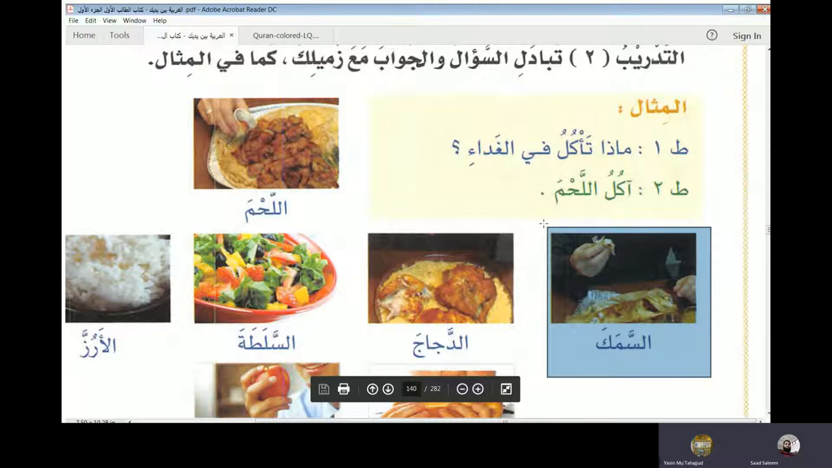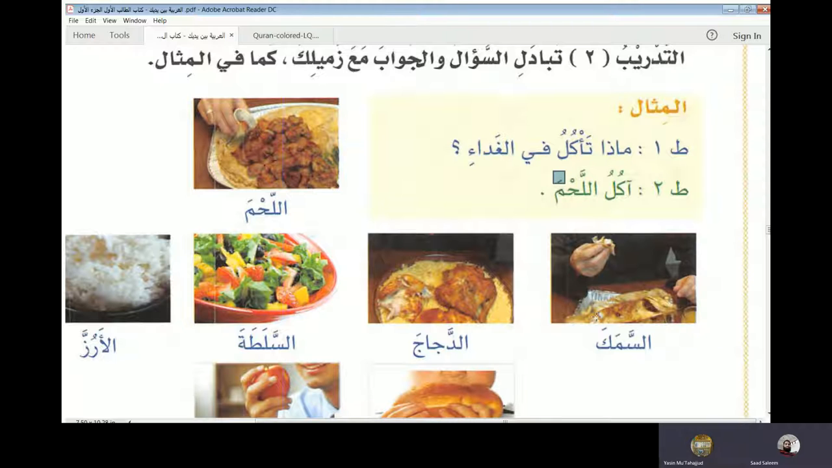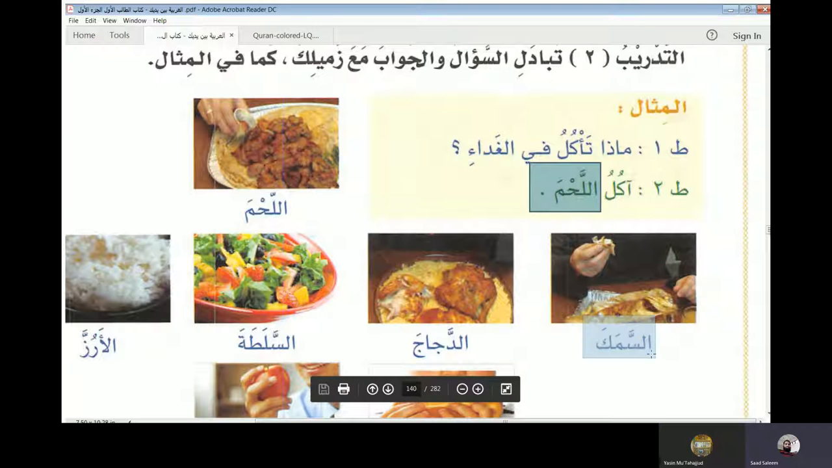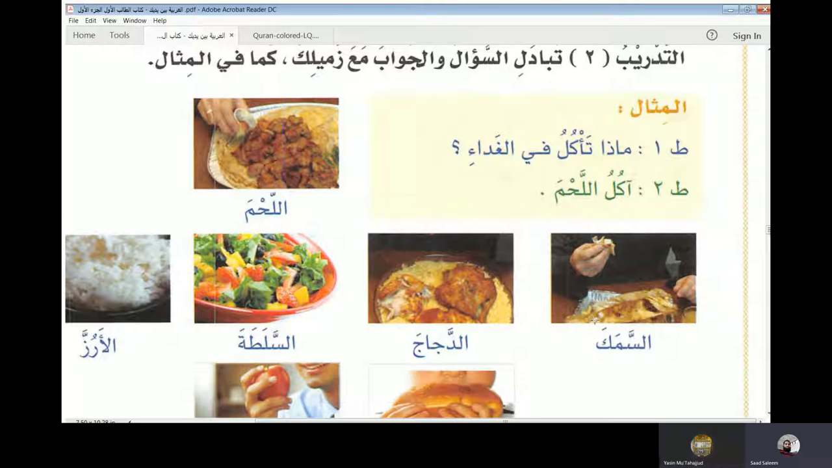Okay. Madha ta'kul fil-ghada? Akulu as-samaka? Yes. Note here, we are using fatha at the end. Fatha? Object. Do you know the reason? Because I'm speaking about myself? No. Because all these are objects of the sentence. In English, you have subject, verb, object. So okay. Object always has fatha on it, okay?